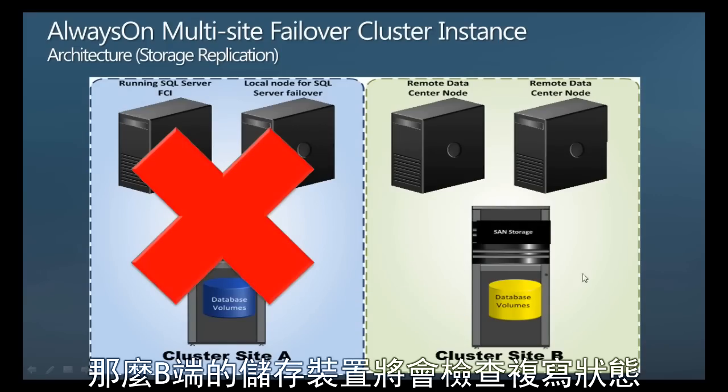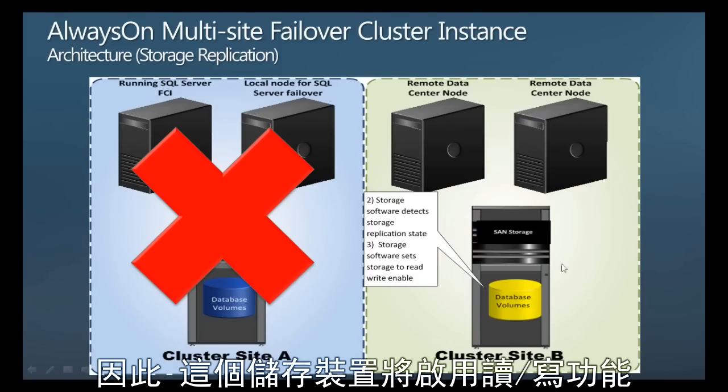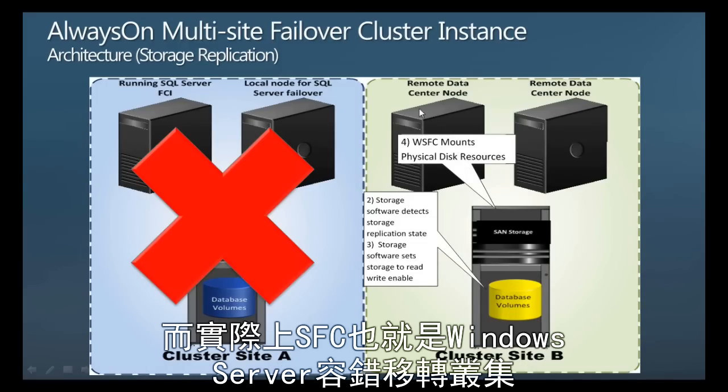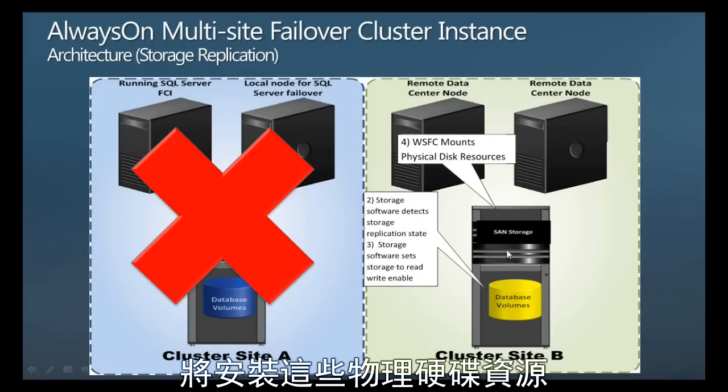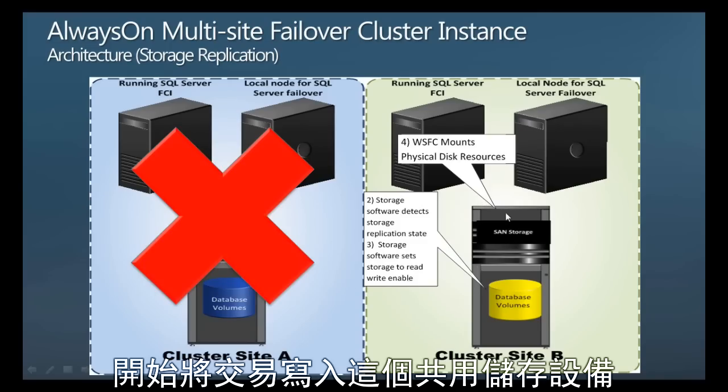What's going on is in side B, the storage is going to detect the replication state. There's no more replication from side A coming through. So what this storage is going to do is it will enable read-write for this storage. And the WSFC, which is the Windows Server failover cluster, will mount these physical disk resources, and then it brings the SQL Server instance to side B and starts to write the transactions into this shared storage.